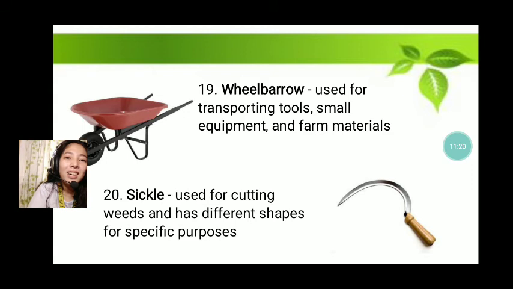And then we have the sickle. So what is the use of a sickle? A sickle is used for cutting weeds and has different shapes for specific purposes. So you can use the sickle to harvest the rice.